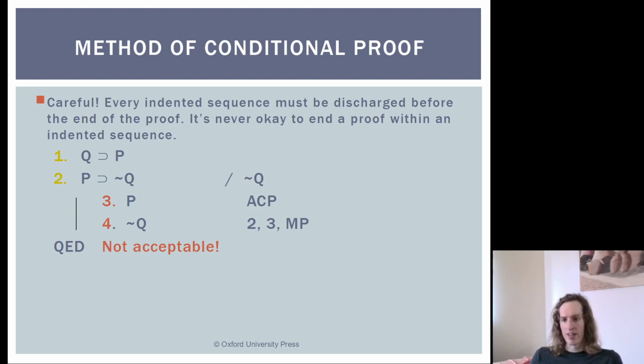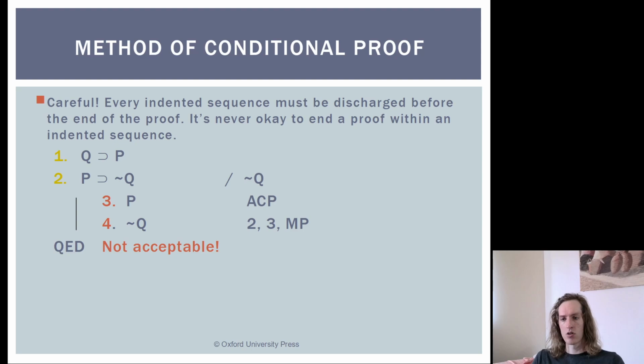Okay, so every indented sequence must be discharged before the end of the proof. You can't stay inside a subproof and end your proof that way. The subproofs are kind of their own little worlds, and they work with all of the premises that are outside of subproofs that come before them. But any conclusions that we get inside a subproof aren't good by themselves. In this case, when we're doing a conditional proof, they tell us something about a relation. So here we have our first premise, if Q, then P. And then our second premise, if P, then not Q. And we're trying to show not Q.